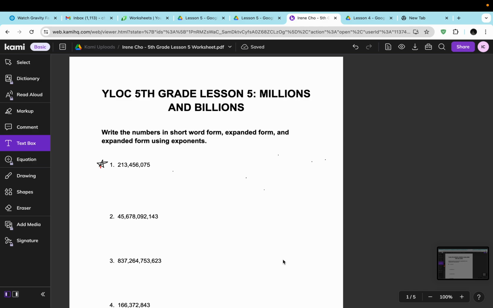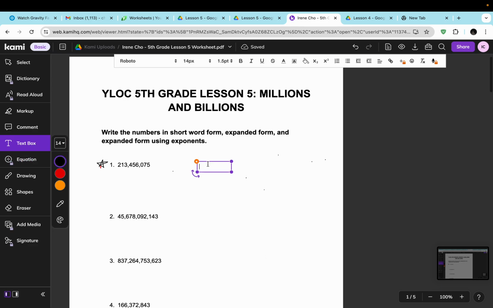My name is Irene and I'll be doing the YLOC 5th grade lesson 5, millions and billions. For the first question, write the number in short word form, exponent form, and expanded form using exponents. Since I have a mouse pad, I'll be using a text box.